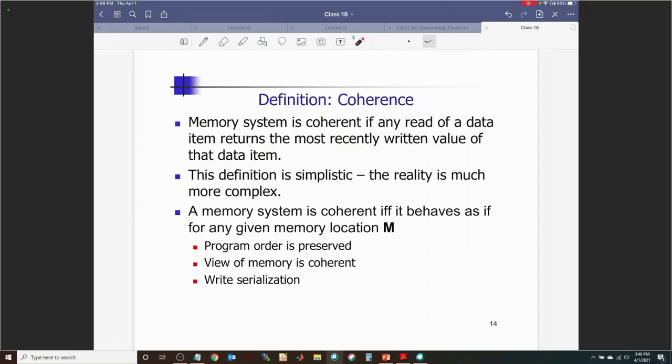What are some of the things that need to be satisfied if we can call the memory coherent? A memory system is coherent if and only if it behaves as if, for any given memory location M, these three criteria are satisfied. 1. Program order is preserved. 2. The view of the memory is consistent. 3. Write serialization. I will talk about each of these three criteria in a little bit more detail, but all of these three have to be met if you want to call the memory coherent.